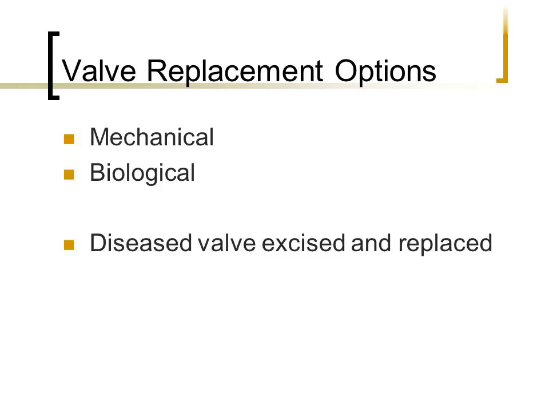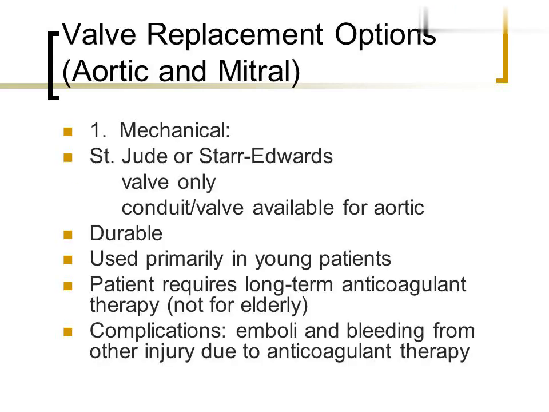Valve replacement options. Mechanical. Biological. Diseased valve excised and replaced. Valve replacement options, aortic and mitral. 1. Mechanical: St. Jude or Starr-Edwards. Valve only. Conduit/valve available for aortic. Durable. Used primarily in young patients. Patient requires long-term anticoagulant therapy, not for elderly. Complications: emboli, bleeding from other injury due to anticoagulant therapy.